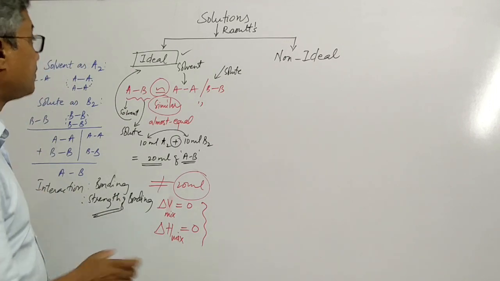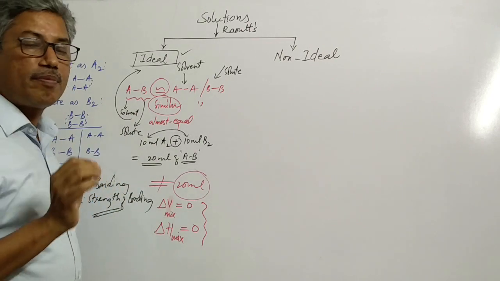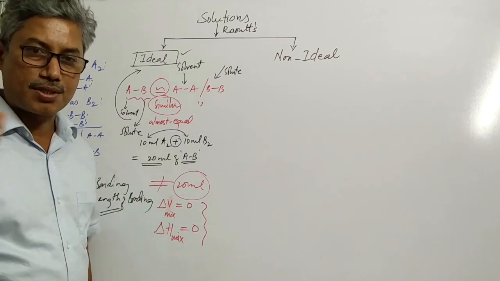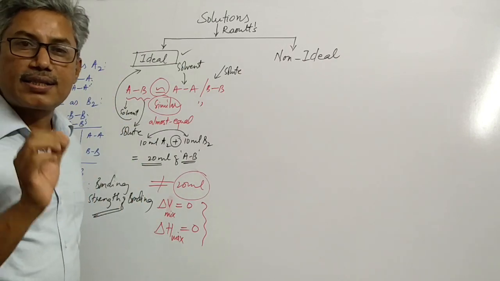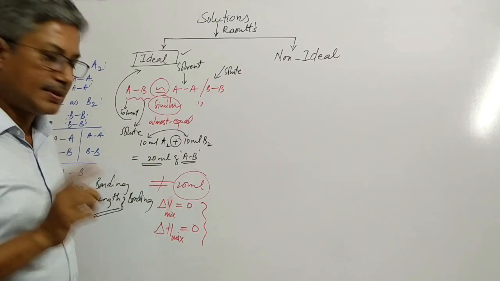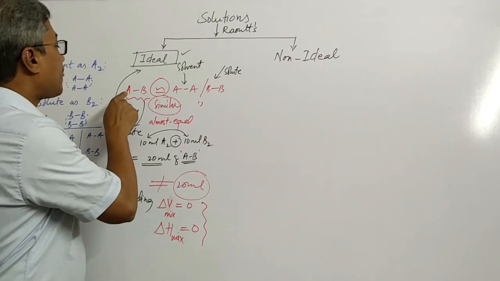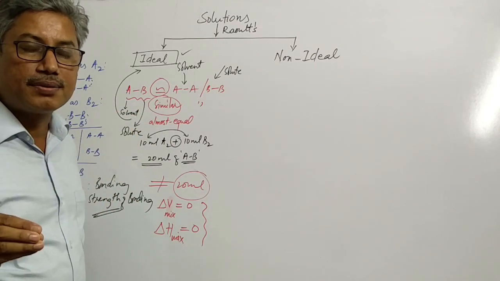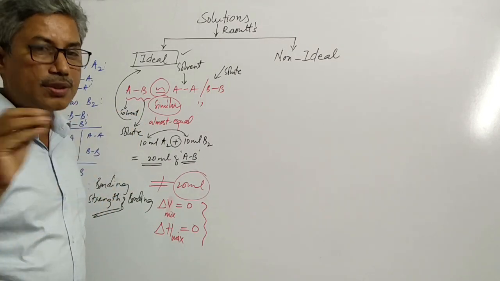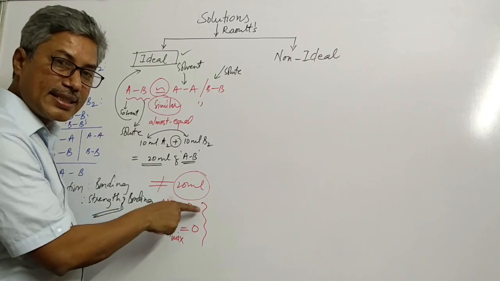Now, let me summarize this. What do ideal solutions mean? The solutions which obey Raoult's law at all concentrations of the solution. That solution is called ideal. The characteristic properties of ideal solution are as follows. First characteristic property is AB, that is solute-solvent interactions are similar to solute-solute and solvent-solvent interactions. Then that results in delta V mixing equal to 0.